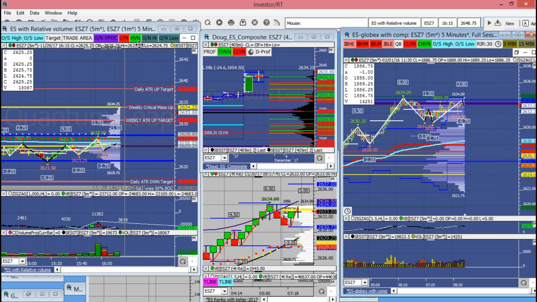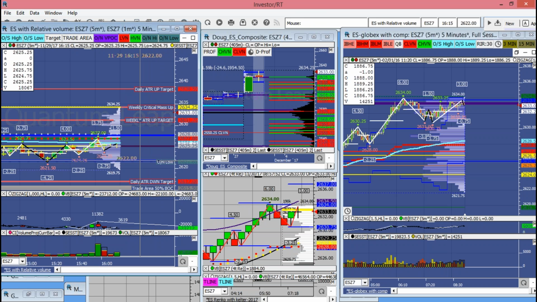Our overnight low is down at the 21.75, just basically one tick below our value area. This is a valid value area, so we will have a trade area at the overnight low. I'm actually going to move it just a little bit lower to the 1975.